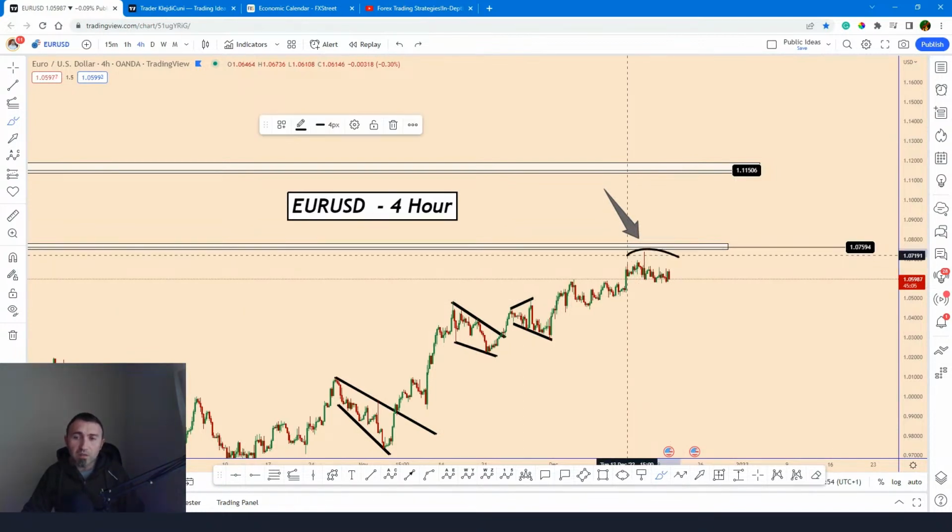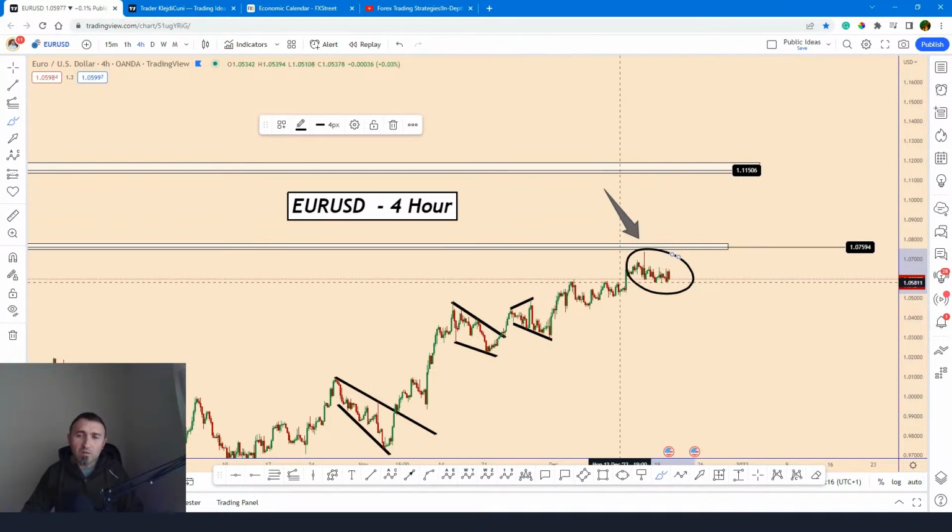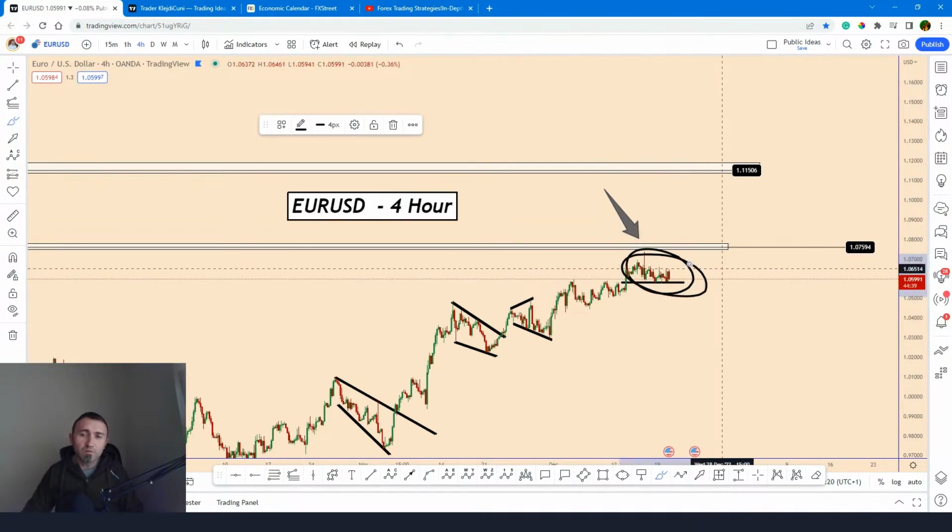And what is happening is that despite the fact that the European Central Bank was very hawkish, they said that we are going to increase interest rates. They said also that we have more space than the US right now, compared to the gap that they have on the interest rates. But on the other hand, we can see that the price is not moving at all.